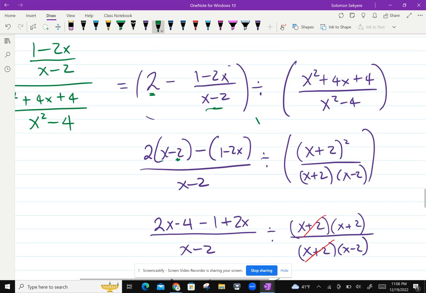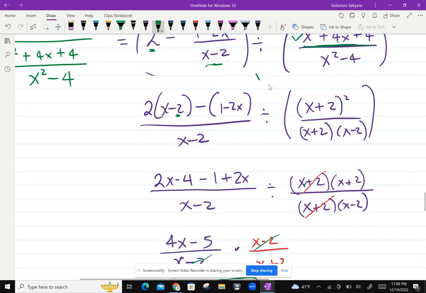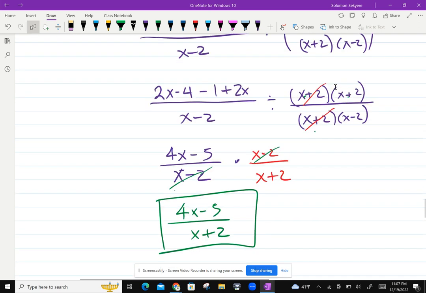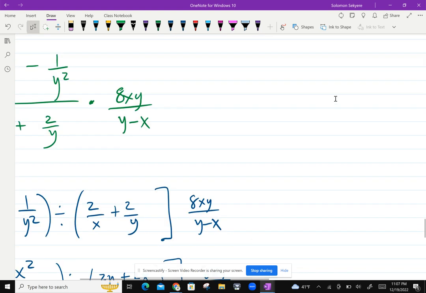You do the same thing over here, okay? So you see that x squared plus 4x plus 4, if you factor it, is a perfect square. It's x plus 2 all squared. X plus 2 all squared means when you factor this one right here, the top, you get x plus 2, x plus 2. And then x squared minus 4 is a difference of 2 squares. So it's x plus 2, x minus 2. Okay, simplify. And then what? Keep, flip, change. That's your answer.